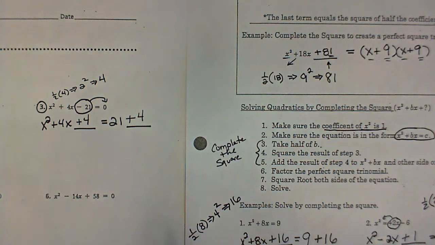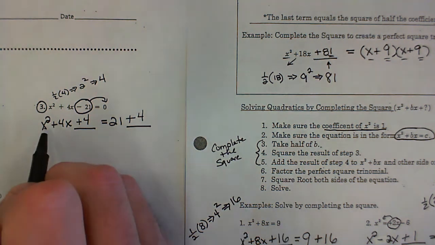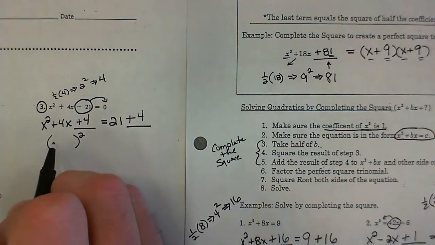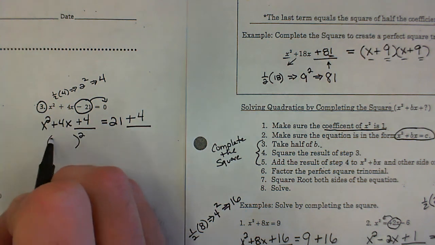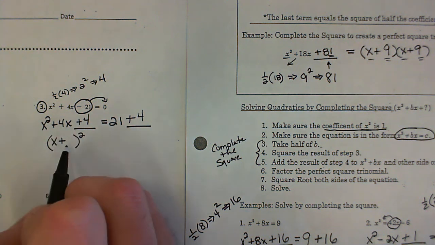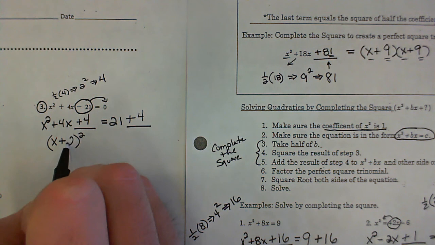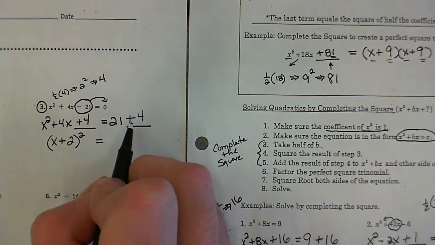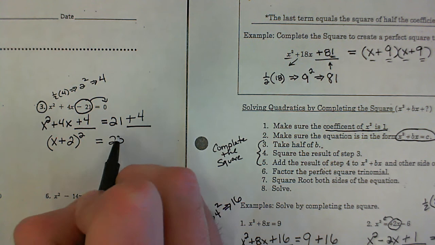Okay? Now we're ready to factor the perfect square trinomial. So this should factor into a binomial squared. The first term times itself should get you x squared, so that's just going to be x. Since all the signs are positive, this is going to be plus. And then what times itself gets you 4? That's going to be 2. Okay? And that equals, add these together, you get 25.